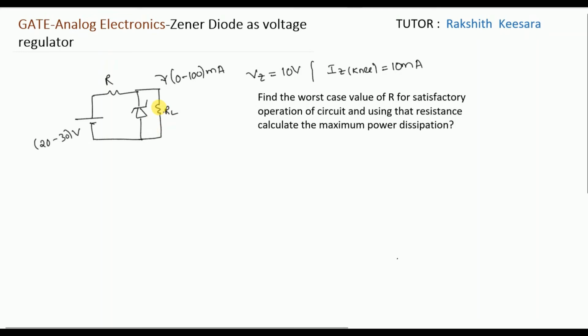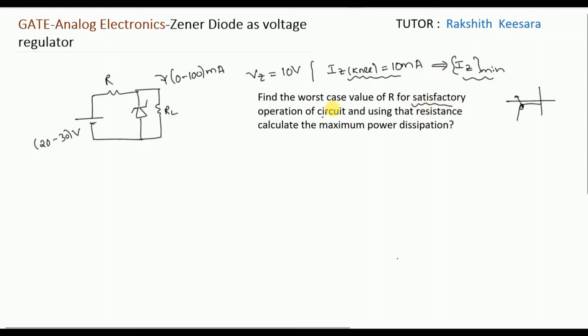So he has given a circuit and is asking us to find the worst case value of R for satisfactory operation of the circuit. So guys, now you know the meaning of satisfactory operation of the circuit. And using that resistance, calculate the maximum power dissipation. Here he mentioned the knee current. So knee current is nothing but IZ minimum. So this is called the knee current, guys. Knee current is nothing but the IZ minimum current. So in the question he mentioned the minimum current.